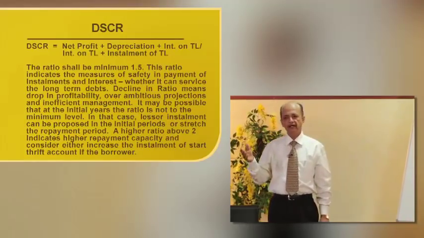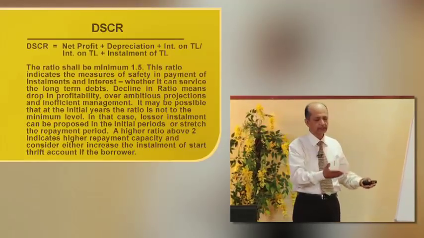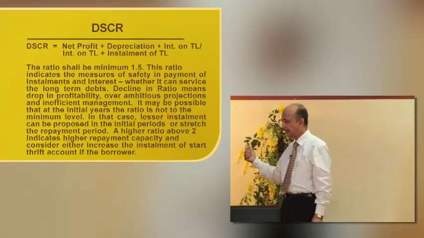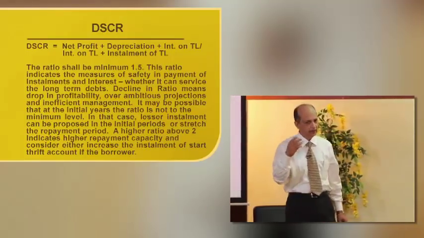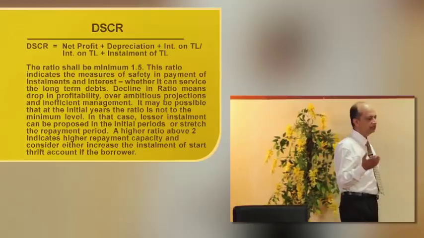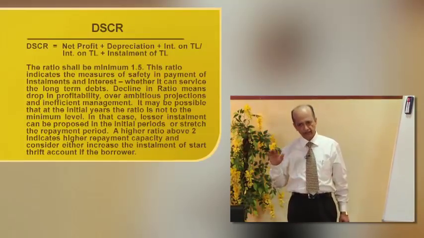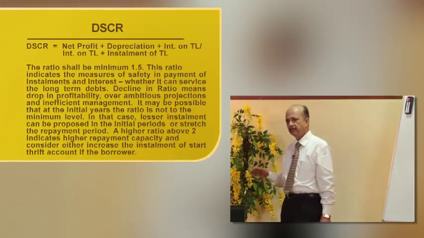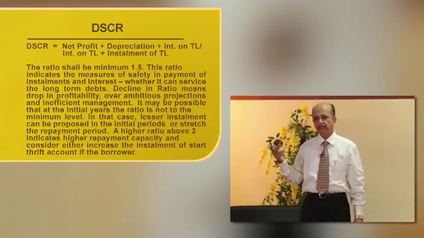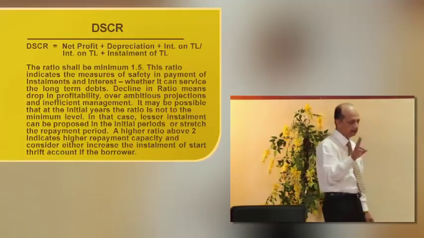Suppose a term loan is given for 7 years. If the ratio indicates beyond 2 or more than 2, the bank can consider a reduction in the repayment schedule or repayment period, or increasing the amount of the installments. These are the 2 indications.